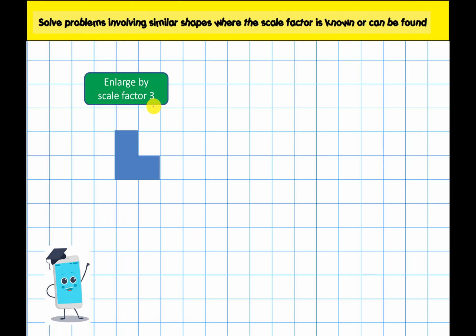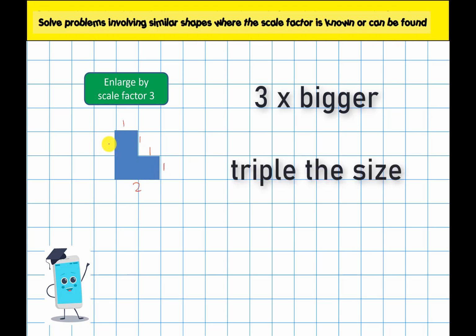Here we're going to enlarge by scale factor 3. Again, enlarge, so we're getting bigger. We are increasing the size of our shape, but scale factor 3 simply means that we are going to increase each side by 3. We're going to multiply each side by 3. It will be triple the size of the original shape. Let's take a look.